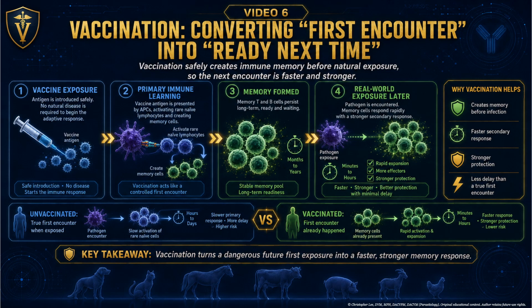And that means faster recognition, faster expansion, faster antibody production, and more rapid effector responses. Vaccination turns a dangerous future first encounter into a faster, stronger memory response. That does not always mean sterilizing immunity or zero clinical signs, but it often means better control, less severe disease, and a much better chance of protection.